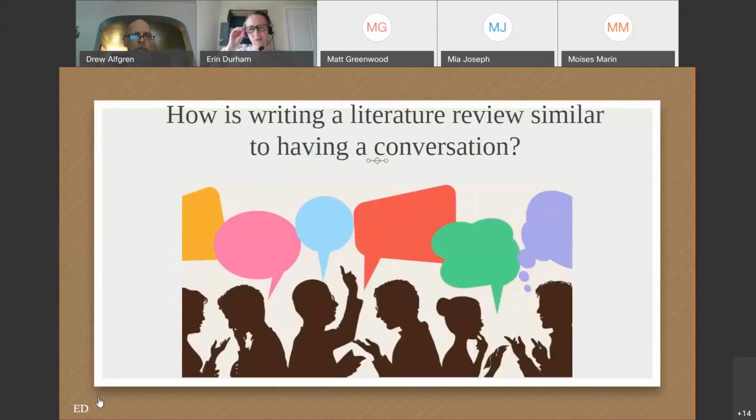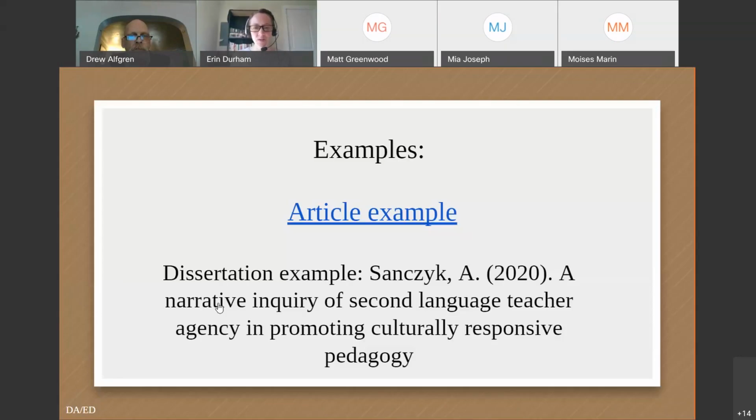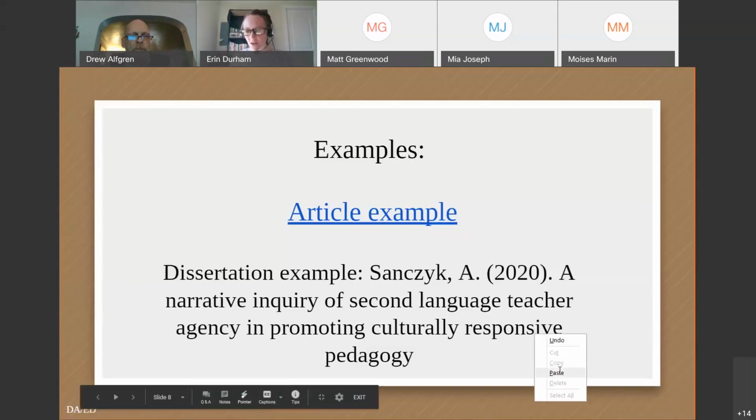So I like to think about a literature review as a conversation. We're going to look at a few examples and just think about that. Feel free to put any of your thoughts in the chat in answer to the question: how is writing a literature review similar to having a conversation? So let's look at a few examples, and actually I can pop one of these into the chat. Here's an example of this first article we're going to look at. Let me pull that up.